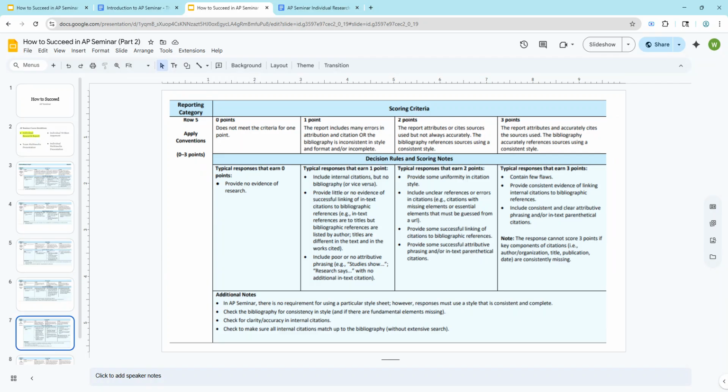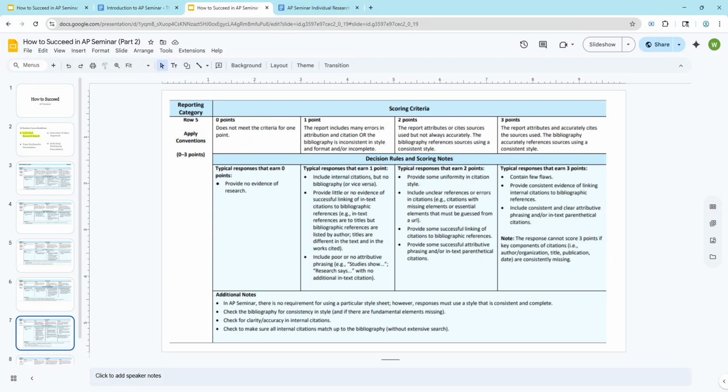Row 5. Apply conventions. 3 points. The report attributes and accurately cites the sources used. The bibliography accurately references sources using a consistent style. Typical responses that earn 3 points contain few flaws. They provide consistent evidence of linking internal citations to bibliographic references, and include consistent and clear attributive phrasing and/or in-text parenthetical citations. Note, the response cannot score 3 points if key components of citations such as author, organization, title, publication, date are consistently missing. So what kind of citation should you use?